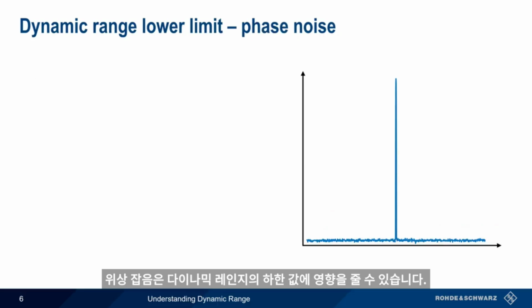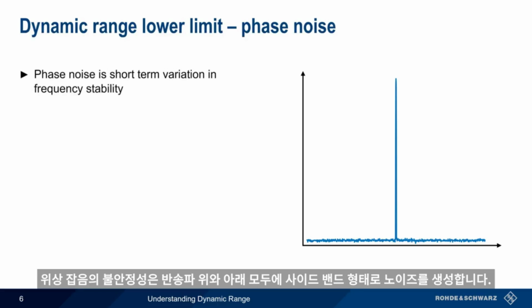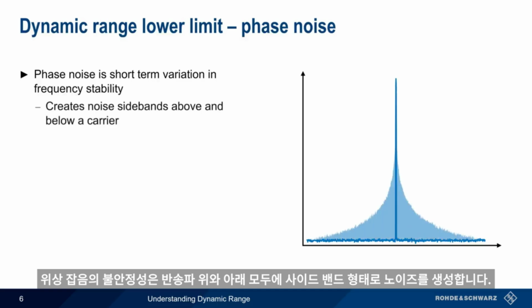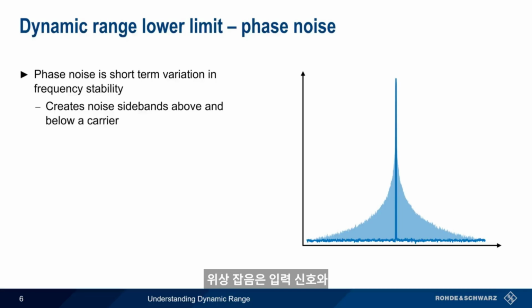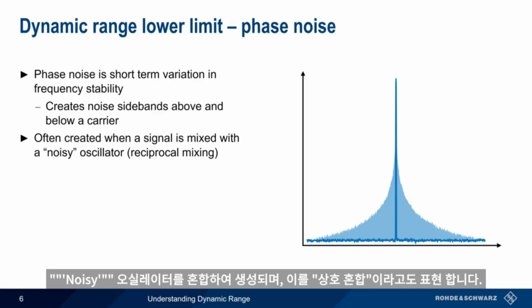Phase noise sometimes also contributes to the lower limit of dynamic range. Phase noise is short-term variation in the frequency stability of a signal. This instability creates noise in the form of sidebands both above and below a carrier. In many cases, this phase noise is created by the mixing of an input signal with a noisy oscillator, and this is often called reciprocal mixing.